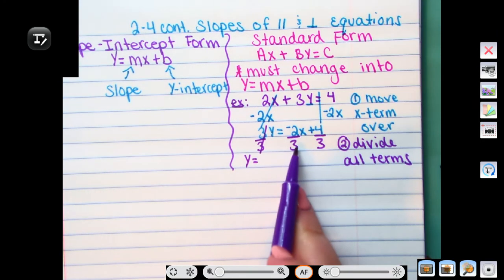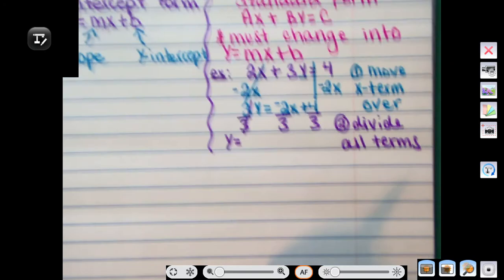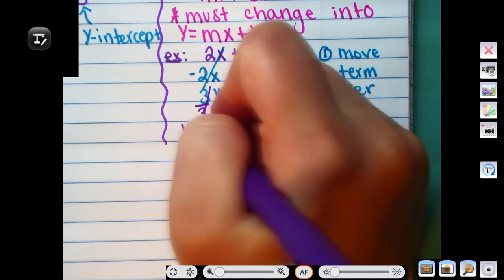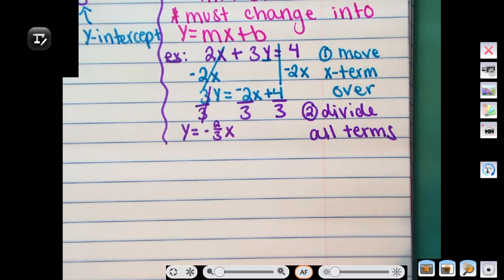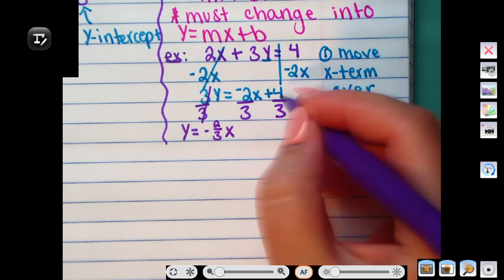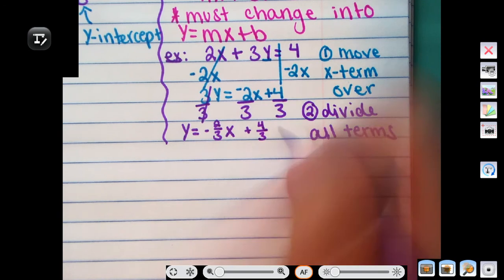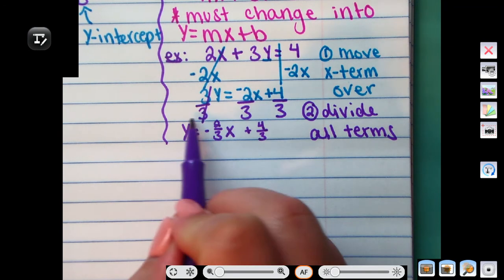negative 2 over 3. We're not going to divide that and put a decimal. We like when slope is in a fraction because it tells us rise over run. We do not want it to be a decimal. So I am going to write negative 2 over 3x and I'm going to leave this as well as plus 4 over 3. I don't need to change it into a decimal. And now that's in slope-intercept form.